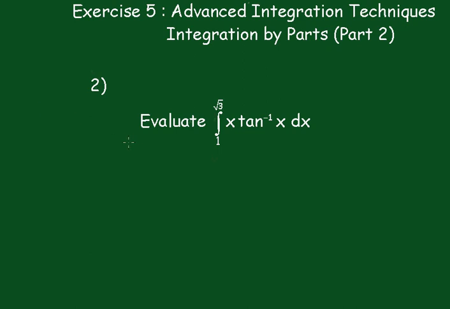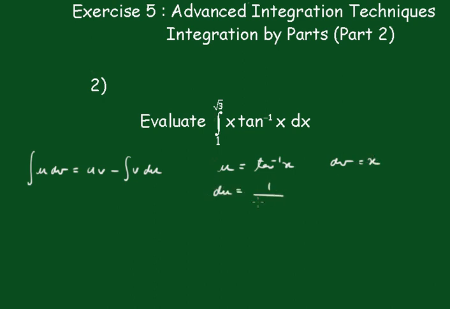Okay, question 2. Evaluate the integral between root 3 and 1 of x times inverse tan of x dx. So just pause the video. Okay, writing it out again. Integral of u dv equals uv minus integral of v du. So my u is equal to tan to the minus 1 of x, and my dv equals x dx, du equals 1 over 1 plus x squared, and v equals a half x squared.